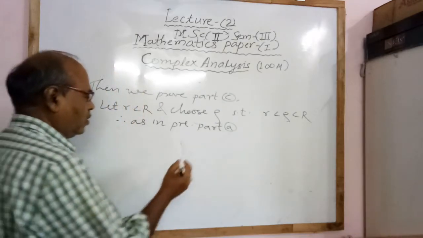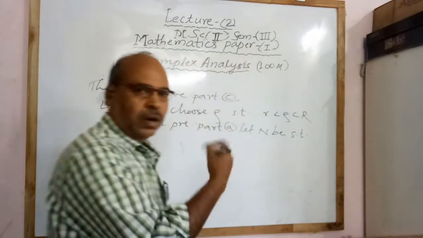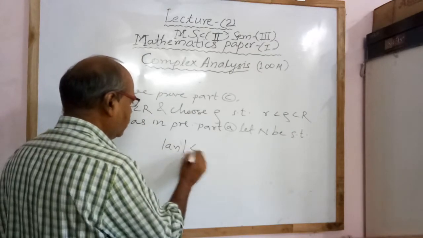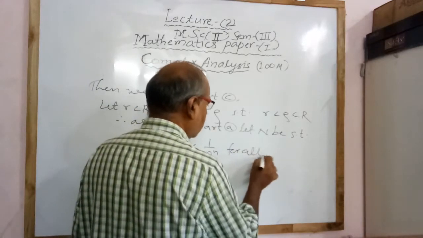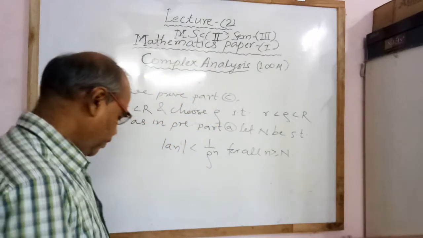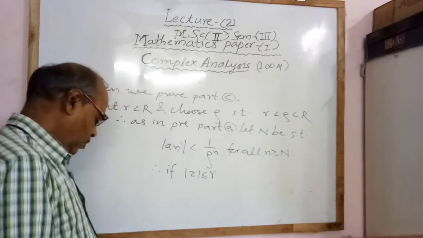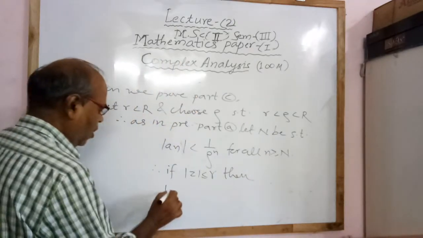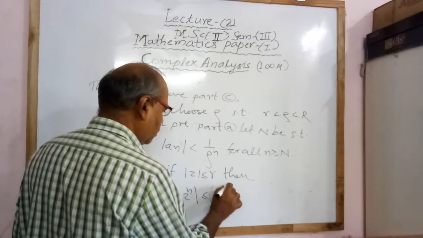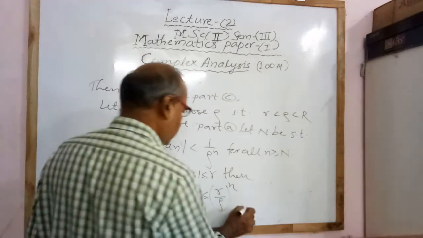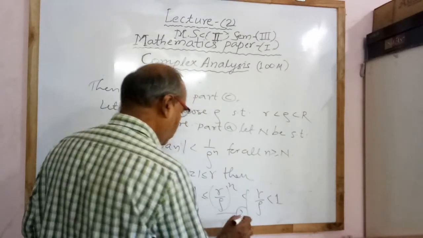let capital N be such that mod of a_n is less than 1 upon rho to the power n for all n greater than or equal to capital N. Therefore, if mod of z is less than or equal to r, then we have mod of a_n z to the power n is less than or equal to (r upon rho) to the power n, and this ratio r by rho is less than 1, which is equation number 2.